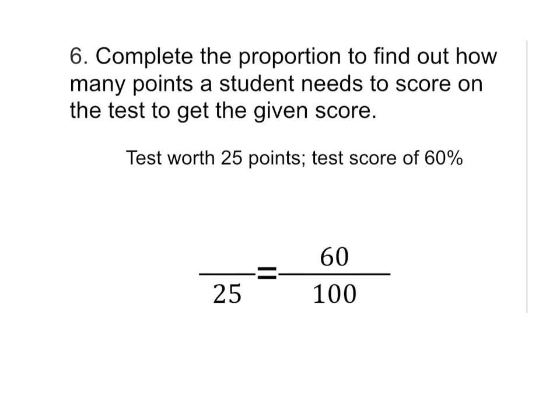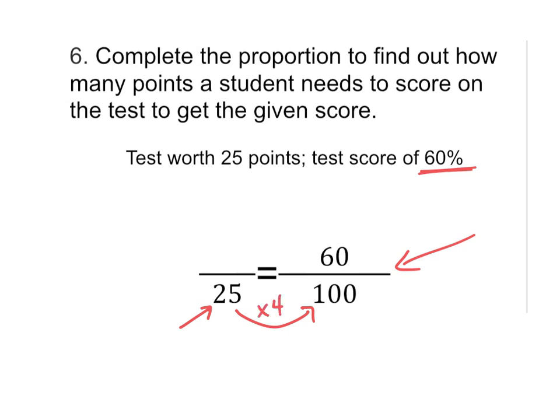Complete the proportion to find out how many points a student needs to score on the test to get the given score. So the test is worth 25 points. There's my 25 points. The test score this person is going to get is 60%. So here's my 60% written as a ratio. And now I have to figure out how many points this person is going to need on this test if they wanted 60%. So in my brain, I can think 25 times something gets me to 100.